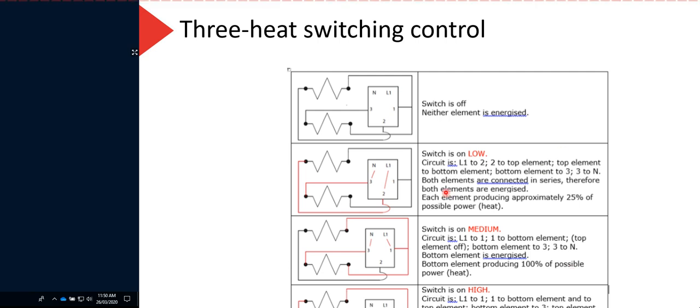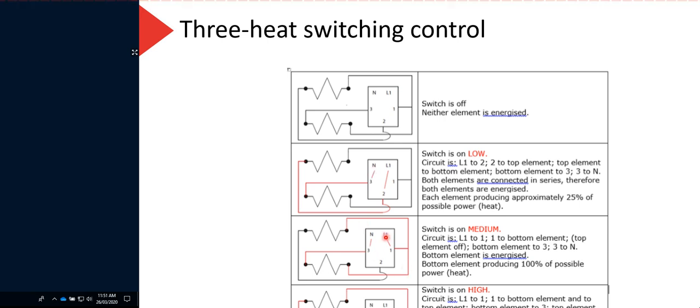Sorry. So we have power coming in on L1. In this position, L1 is switched to 2. So it runs through this element, through here, back to here. Terminal 1 isn't touching anything, but we do have a connection here to the other element. So essentially we're running from 2 through one element, following all the way around through the other element, back to terminal 3, and that's going to neutral.